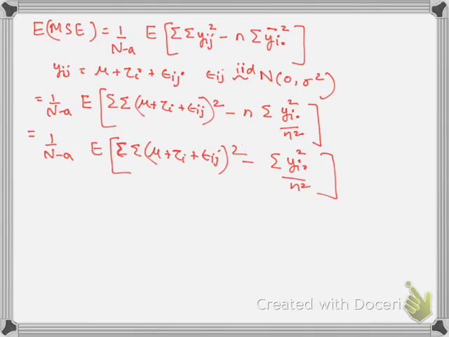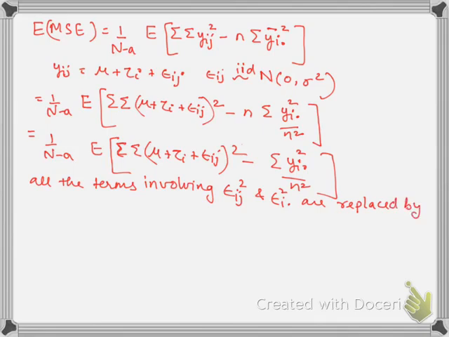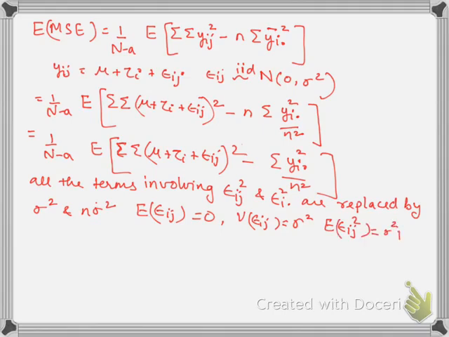Now let's look at all the terms that are here. All the terms involving epsilon ij squared and epsilon i dot squared, the expectations of them are replaced by sigma squared and n sigma squared. Why? Because the expected value of epsilon ij is 0 and the variance of epsilon ij is equal to sigma squared. So the expected value of epsilon ij squared would be equal to sigma squared plus 0 whole squared, which is sigma squared.